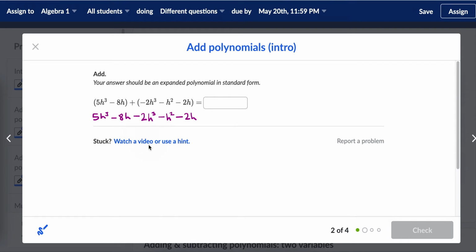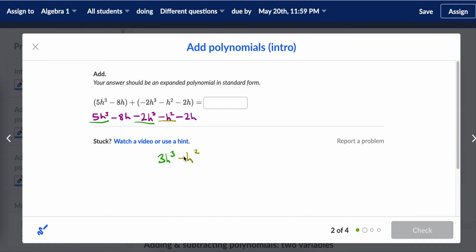So that's what we've got going on, and now we're going to write this in standard form. We've got to start with the highest exponent and work our way down. The highest exponent is a 3, and we've got two of them, so 5h cubed minus 2h cubed is 3h cubed. Then our next one down is squared. We've only got one of those, so that's minus h squared.